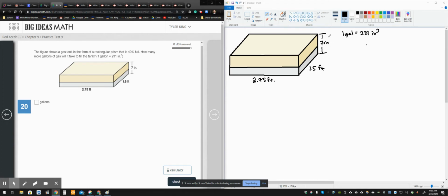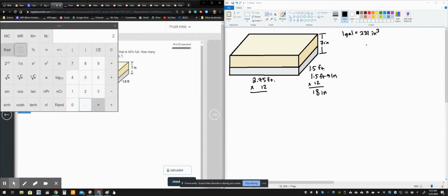Looking at this, we see that this is in inches, whereas these two things are in feet. So we're going to convert them all into inches, because eventually we're going to need to go from inches into gallons. So 1.5 feet going to inches is times by 12, which is going to give us 18 inches. So 1.5 feet is equal to 18 inches. We can times this by 12 as well, and I can't do that in my head, so I'm going to grab my calculator and do 2.75 times by 12, which is equal to 33 inches.